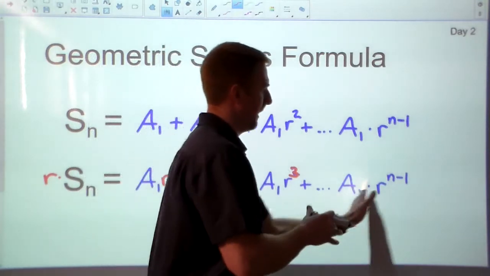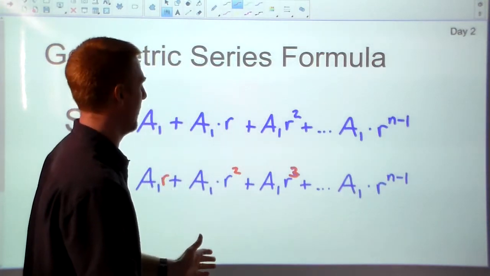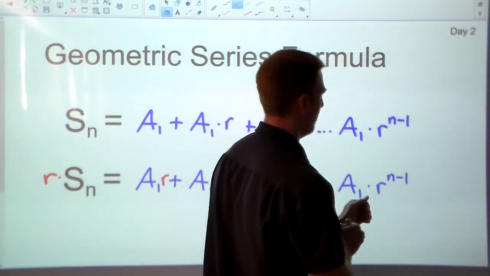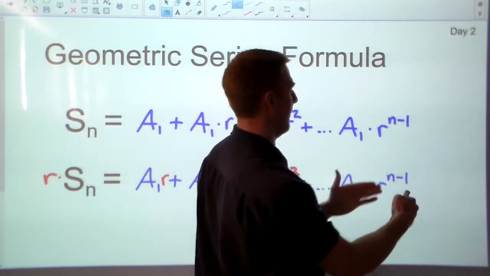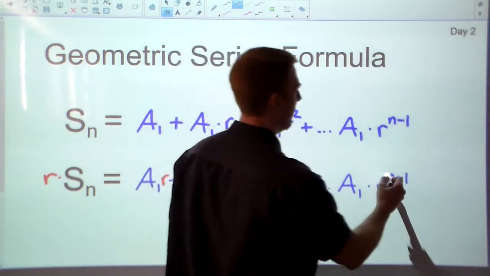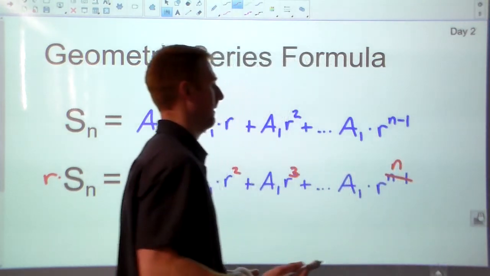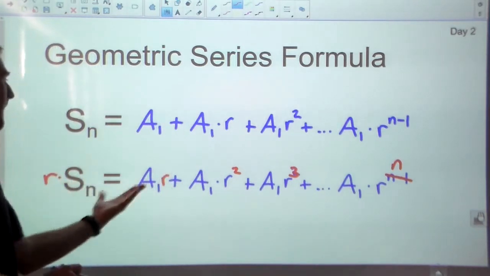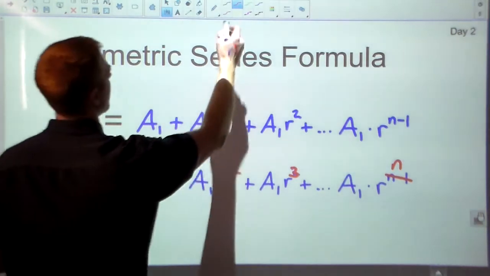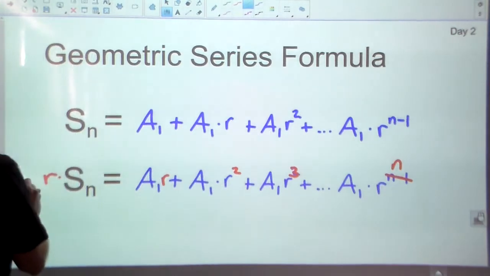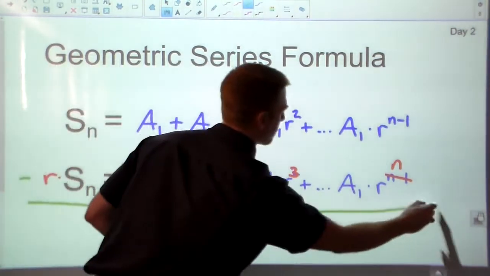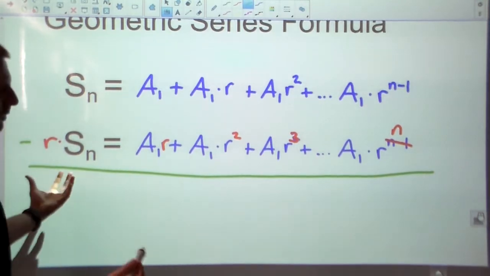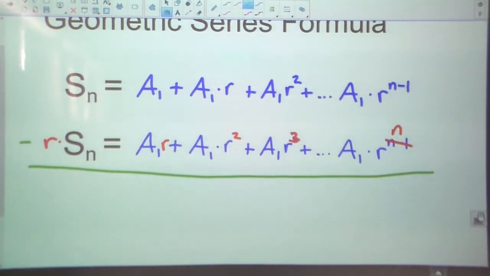Sometimes the ending can be kind of tricky on this, and there's a lot of ways to look at it, but since the exponents are counting up, the easiest way to think about it is just what's 1 more than n minus 1. So if you added 1 to that, it would just be R to the n power. So if you multiply the whole series by R, it now looks like this. And here's the other little trick we're going to try. What if we subtract these from each other? So we've got two equations, and I'm going to subtract the 2 from each other.